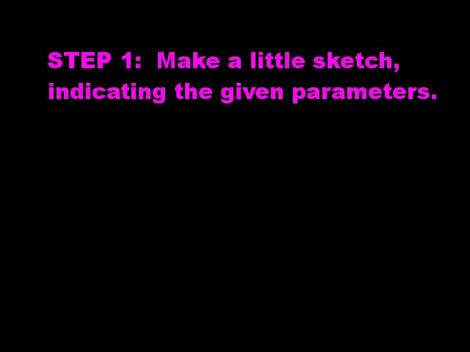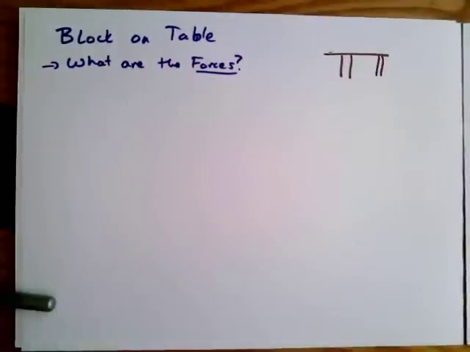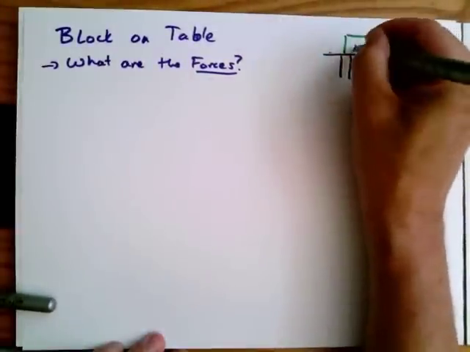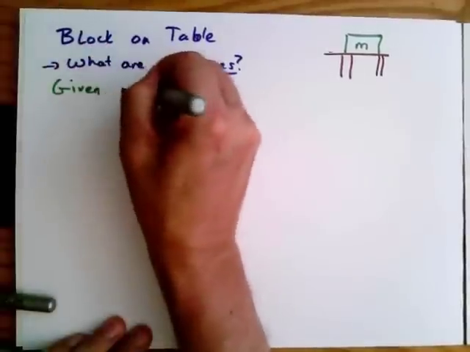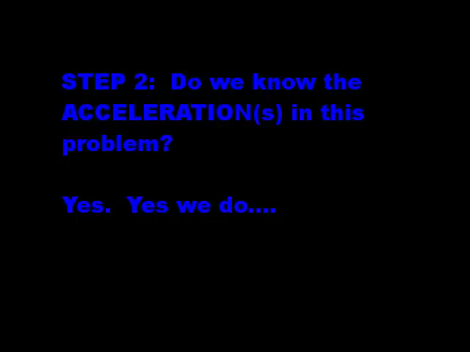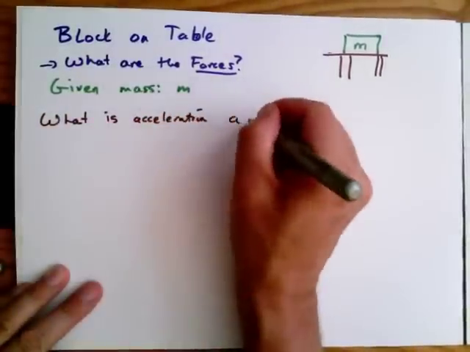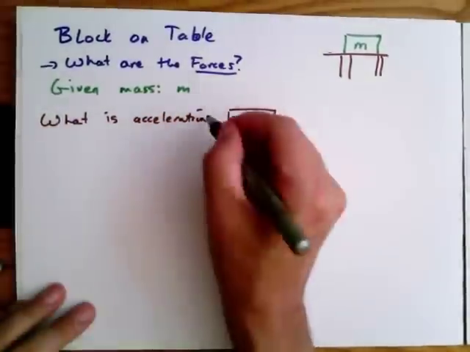So we start with step one. Make a little sketch indicating the situation and indicate the given parameters. So I've got a table with a block M and the given mass is M. Step two. Do we know the acceleration in this problem? Yes, we do. In this problem, what is the acceleration? A equals 0. The block is at rest.